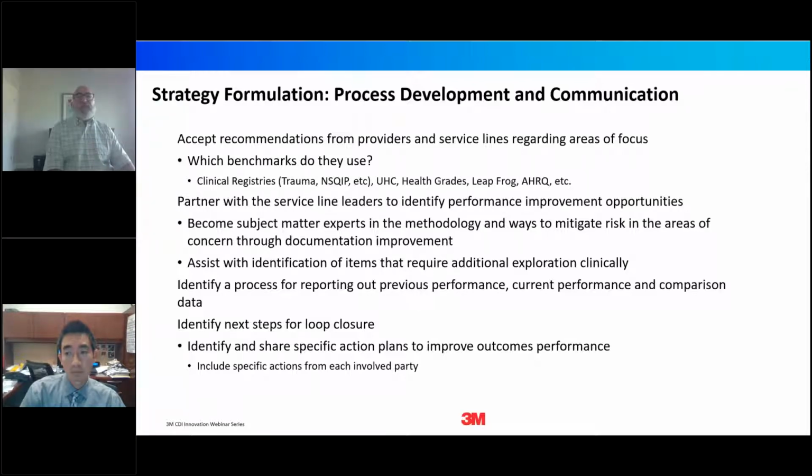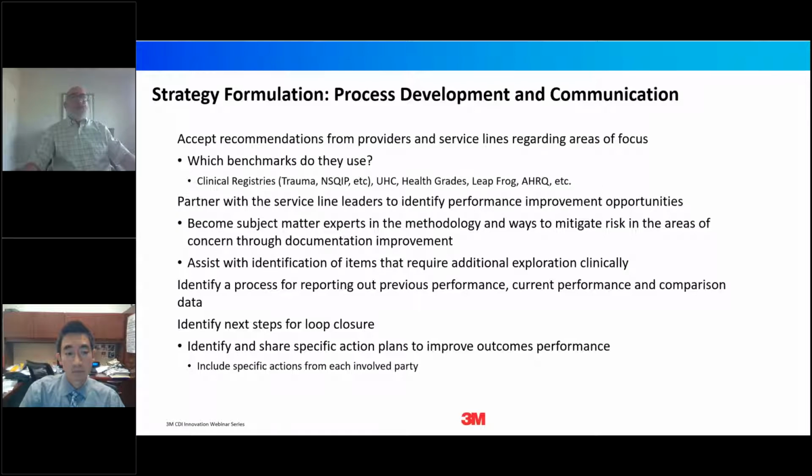A lot of times it was the quality departments that had a lot of this knowledge base, and we would tap into that to help us learn more about the quality initiatives. And then we wanted to make sure that we had a good process for reporting, with previous, current, and comparison data. So we made sure we had performance metrics that we were watching and keeping track of, and then we wanted to make sure that we communicated well.